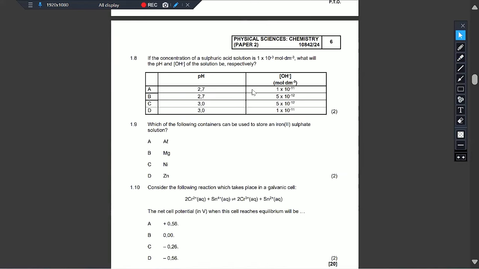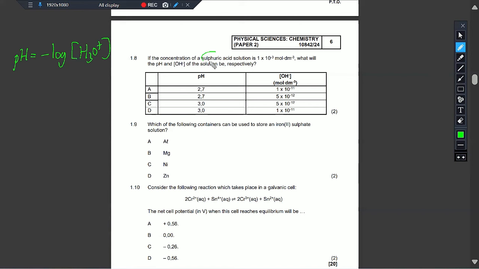So 1.8, if the concentration of a sulfuric acid solution is 1 times 10 to the exponent of negative 3 mole per dm cube, what will the pH and concentration of the hydroxide ions of the solution be, respectively? So to calculate the pH, it is quite simple. pH is simply equal to negative log of the hydronium ion concentration, right?